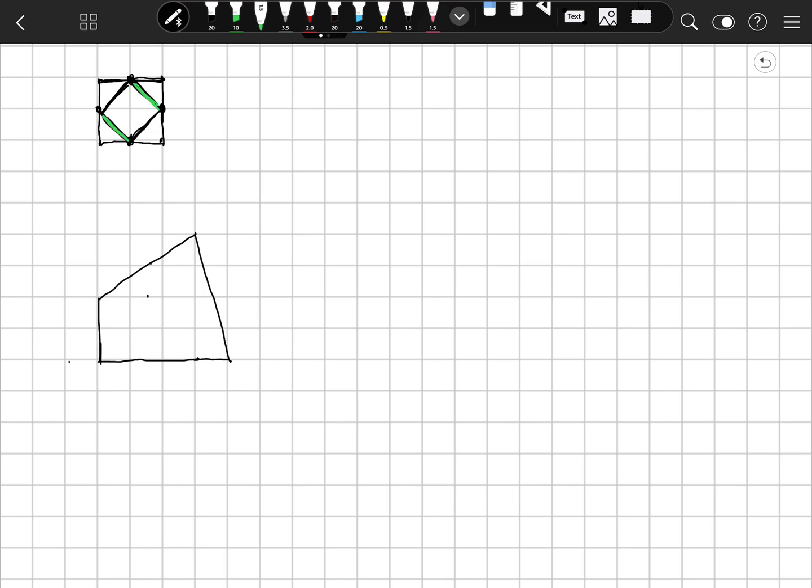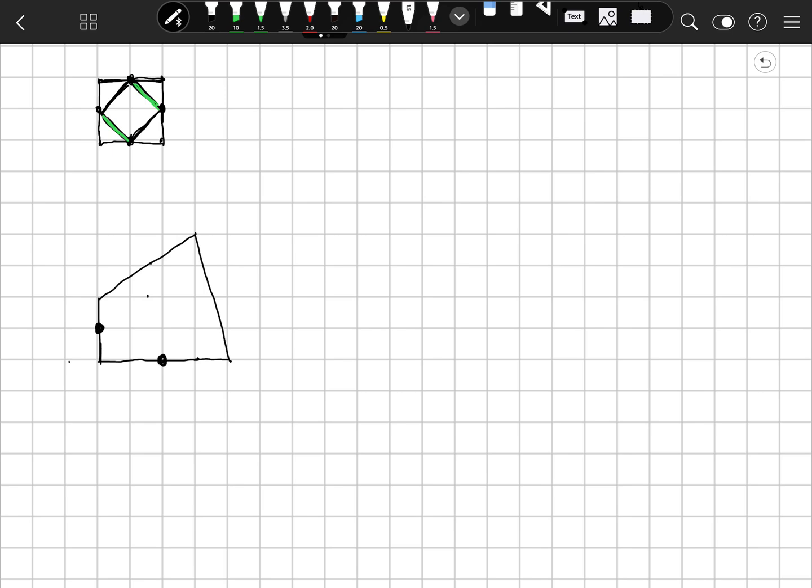Let's take a look at this next quadrilateral. This is no special kind of quadrilateral, really. It's just got four sides. None of them are parallel. I don't think any of them have the same length. Let's find some midpoints. So this midpoint is pretty easy to find here. That one is pretty easy to find.